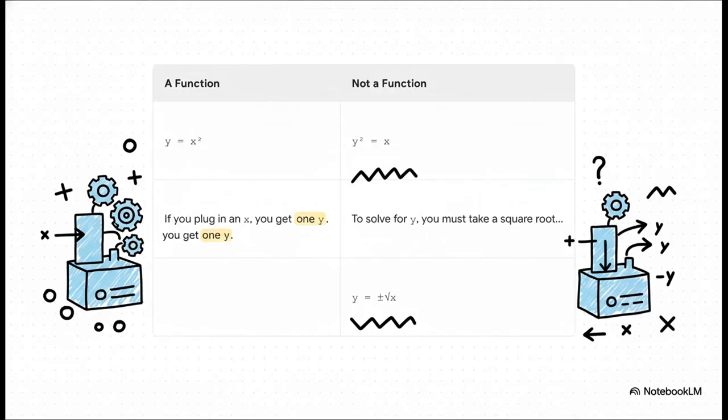So, where does this pesky plus or minus even come from? Well, it pops up when you have to solve for a variable that has an even power, like y squared. See, to get y by itself, you have to take the square root of both sides. And here's the crucial part. Whenever you are the one to introduce a square root into an equation to solve it, you are mathematically required to add that plus or minus in front. And that is the exact moment a relationship stops being a function.